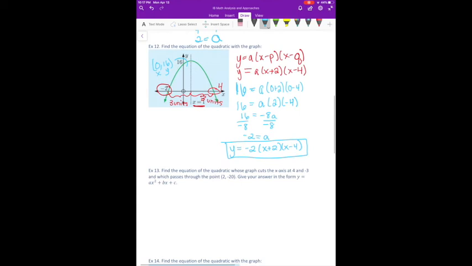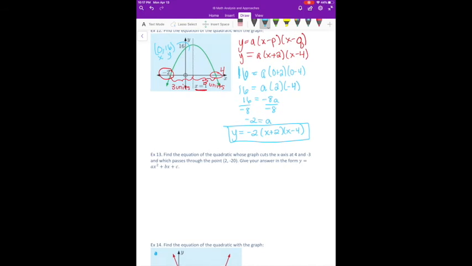All right, next. So in example 13, we are given a description. We no longer have a picture. So given a description of our quadratic, we're going to find the equation of the quadratic whose graph cuts the x-axis at 4 and negative 3, and which passes through the point 2, negative 20. Give your answer in the form y equals ax squared plus bx plus c.